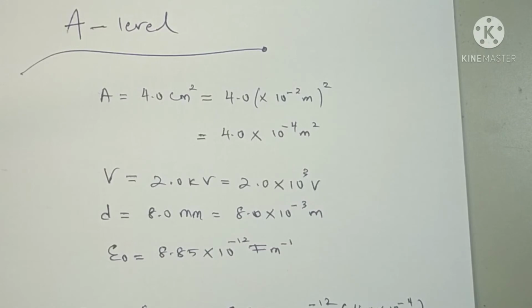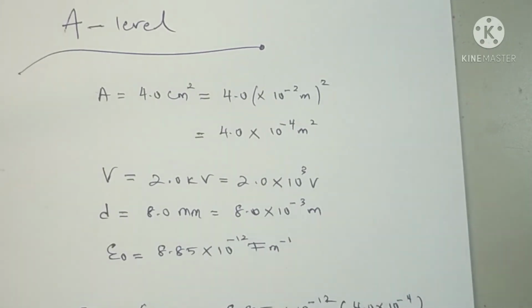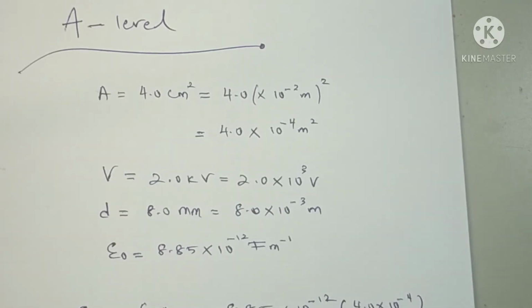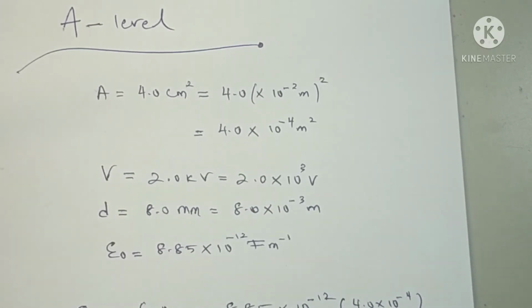These are the given values in the question, where A is the area, which equals 4.0 cm squared, equals 4.0 times 10 to the power of negative 4 meter squared. V is the potential difference across the plates, which is 2.0 kilovolt, equals 2.0 times 10 to the power of 3 volt. D is the distance between the two plates, equals 8 millimeter, or 8.0 times 10 to the power of negative 3 meter. And the constant value of permittivity of free space equals 8.85 times 10 to the power of negative 12 farad per meter.